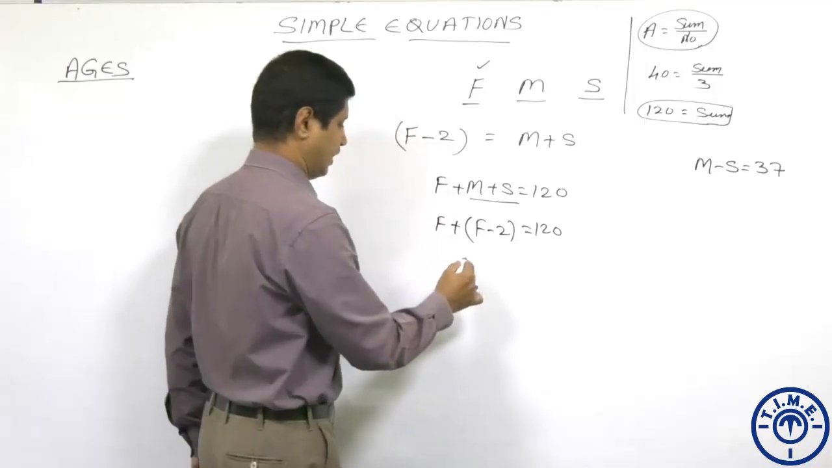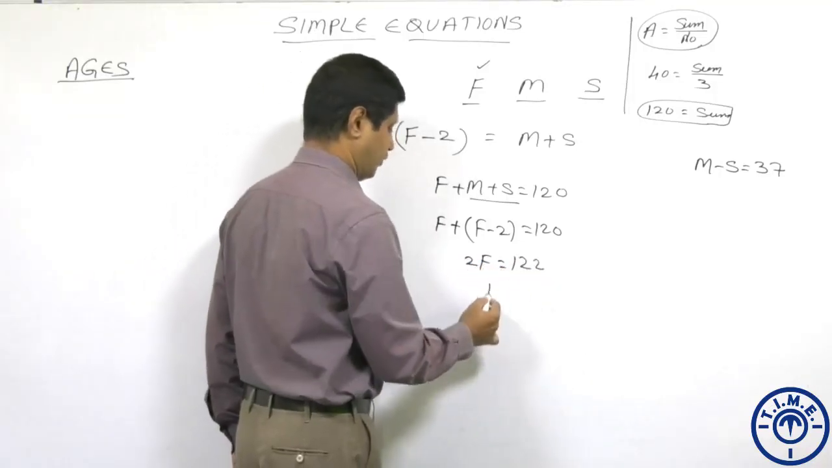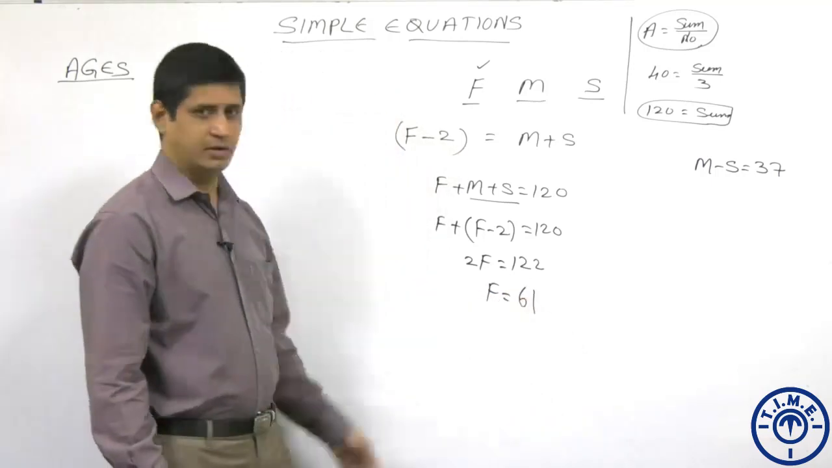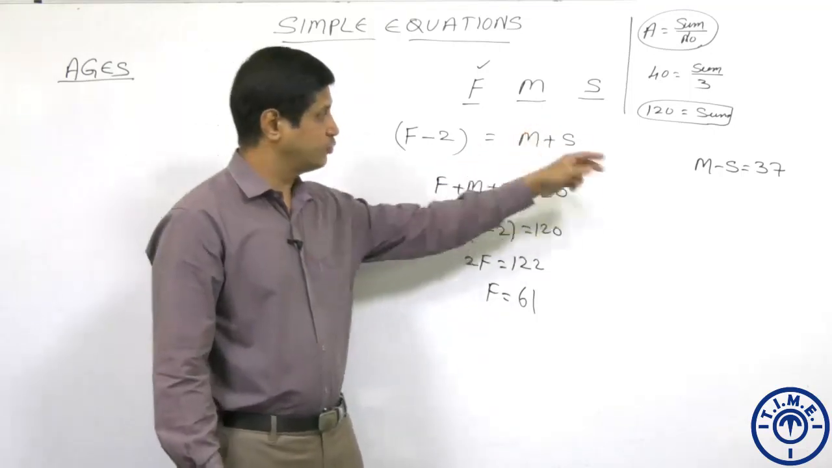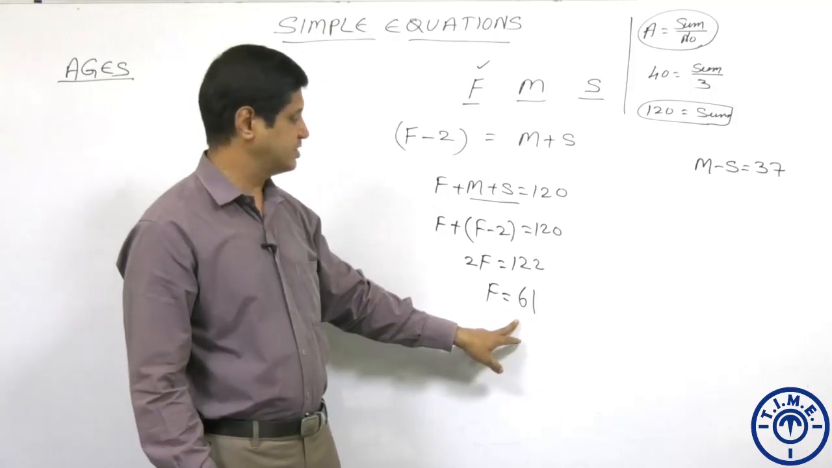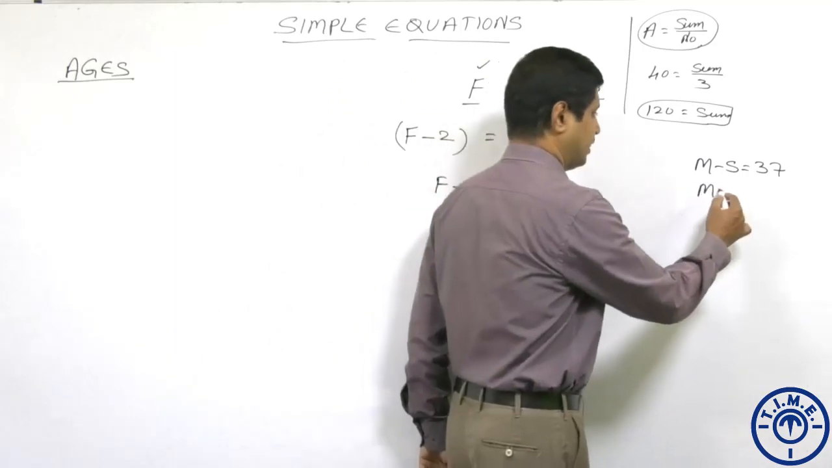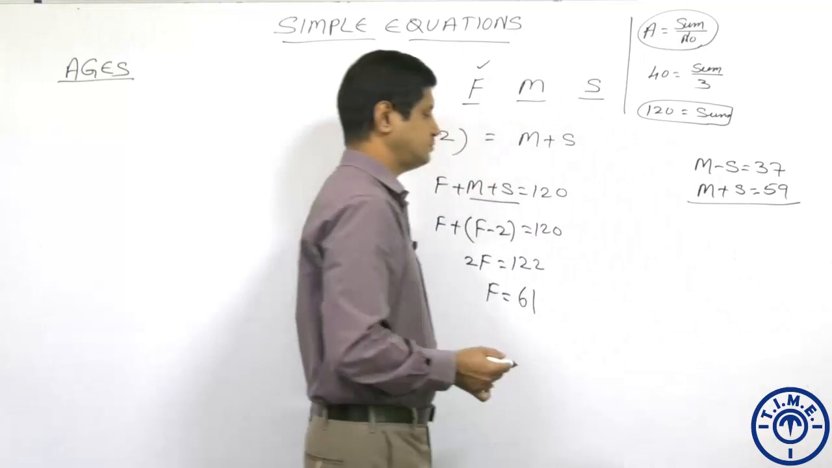So what is the value of F? Now 2F is equal to 122. The value of F is equal to 61, which means the age of the father. What about the sum of the ages of mother and son? 120 minus 61 means the M plus S value. M plus S value is 59.